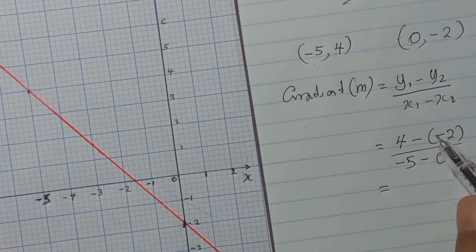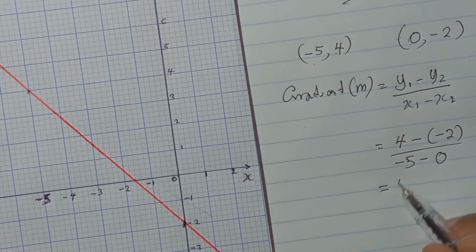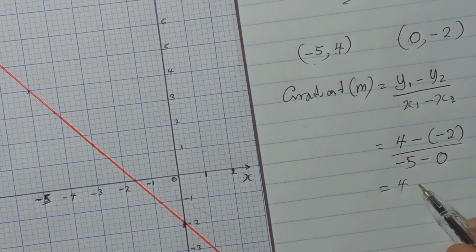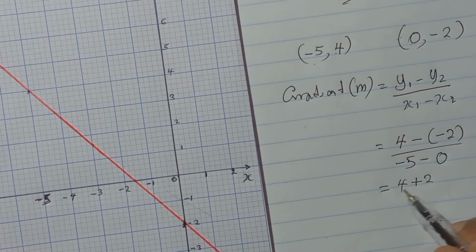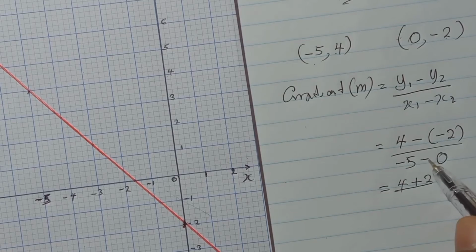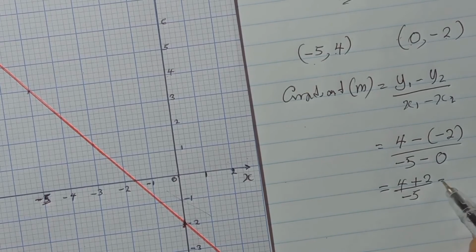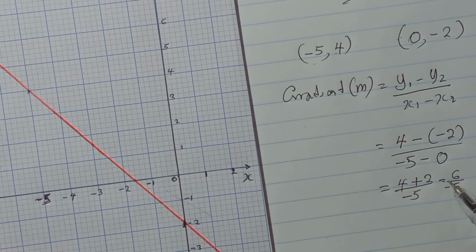Then what will be the answer here? 4 minus into minus, when you have a bracket like this, minus into minus will become plus. So here +2. Here -5 minus 0, you don't need to care about 0, so just -5. Here the value will be 4 plus 2, which means 6. Here will be -5. So your final answer, the gradient, is negative 6 over 5, that is -6/5. You can think like that, right?